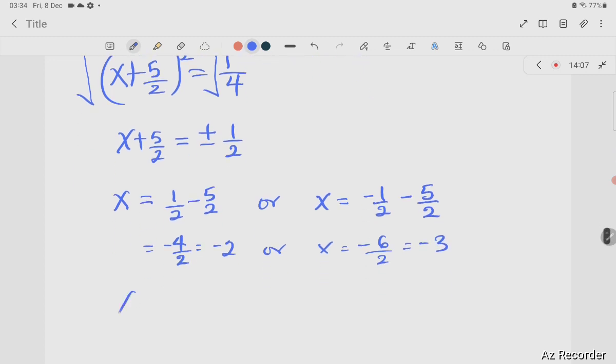So we got the same as the previous solution we had. x is equal to negative 2, or x equals negative 3.